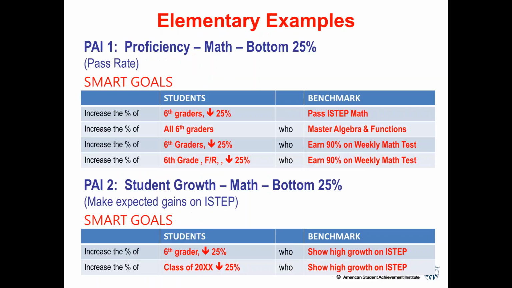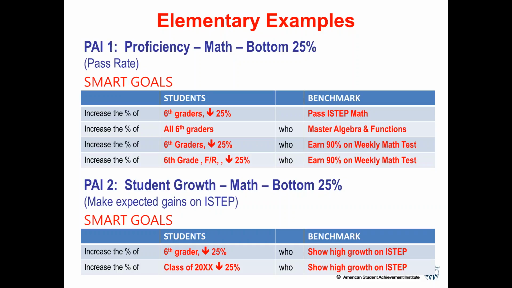And then here are some examples. This first example is for an elementary school. Here's the broad area, the PAI. I'm working on proficiency or pass rate, math for the bottom 25%. So I kind of know what we're doing here. We're working on math, bottom 25%, I-STEP pass rate.